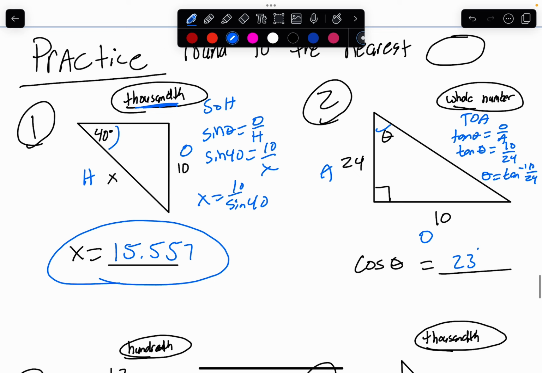Oh, wait. Oh! That's weird, I didn't ask for cosine theta. Sorry, I meant to ask for just theta there. Not cosine theta, just theta. And theta would be 23 degrees.